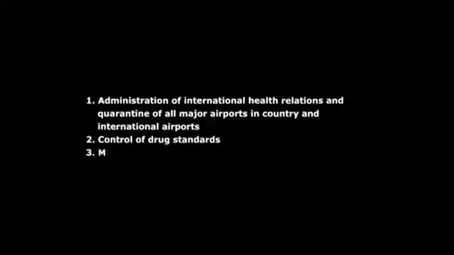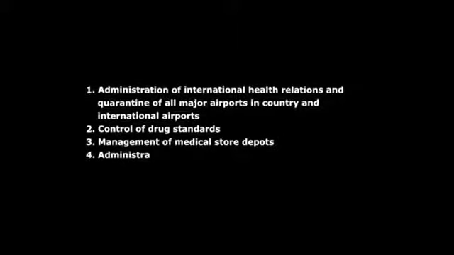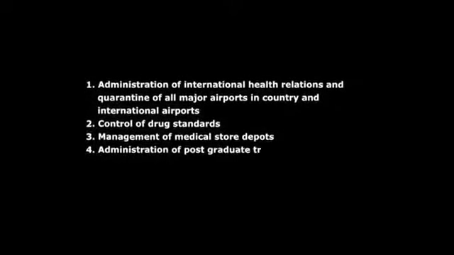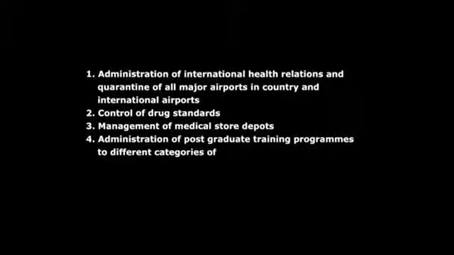The functions of the Directorate General of Health Services are as follows. Number 1, administration of international health relations and quarantine at all major airports and international airports in the country. Number 2, control of drug standards. Number 3, management of medical store depots. Number 4, administration of postgraduate training programs to different categories of health personnel.